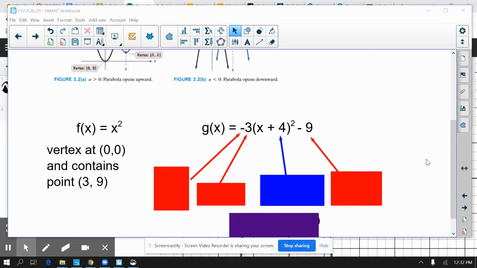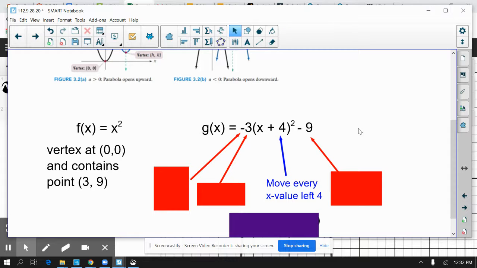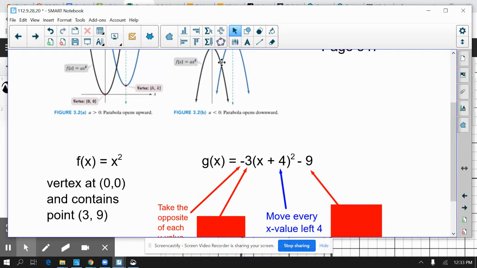Why is that? The blue is the only transformation that affects x. So this x plus 4 being inside the grouping symbol before the squaring occurs means it's going to move everything to the left 4, including the vertex. And the other 3 transformations all affect the y value. So first, the multiplication. So -3. The negative multiplies all the y values by a -1, which graphically would flip it upside down. So the parabola would be facing down here.